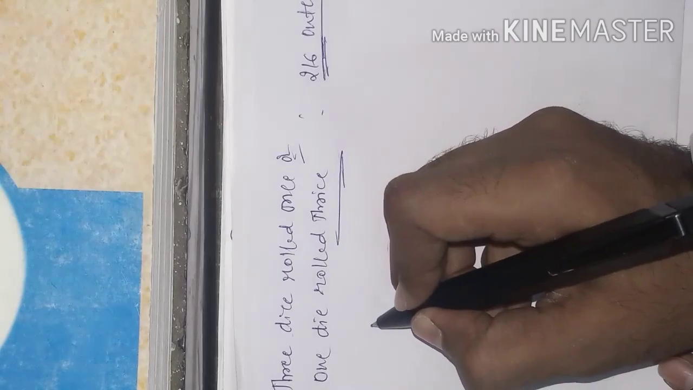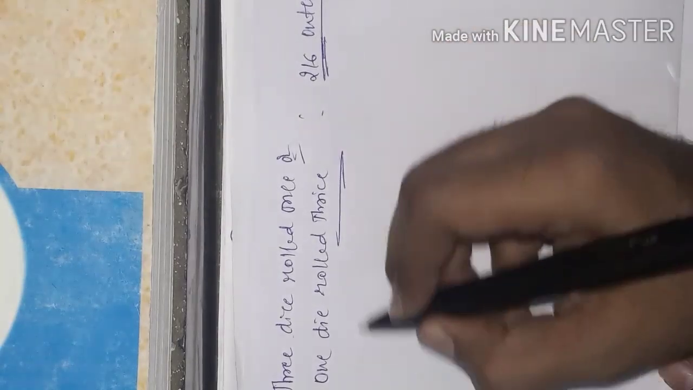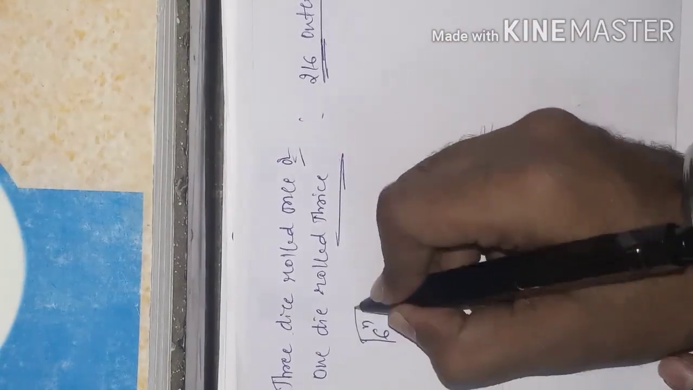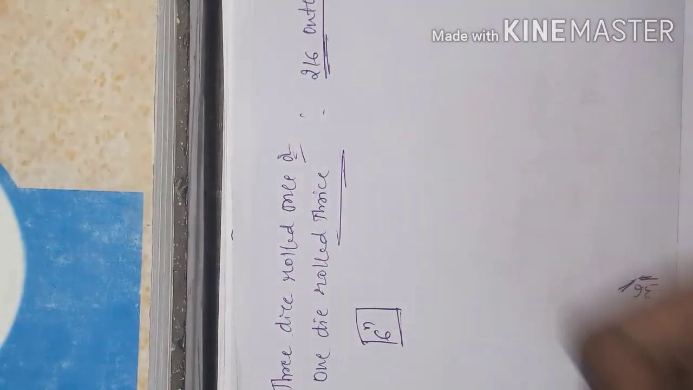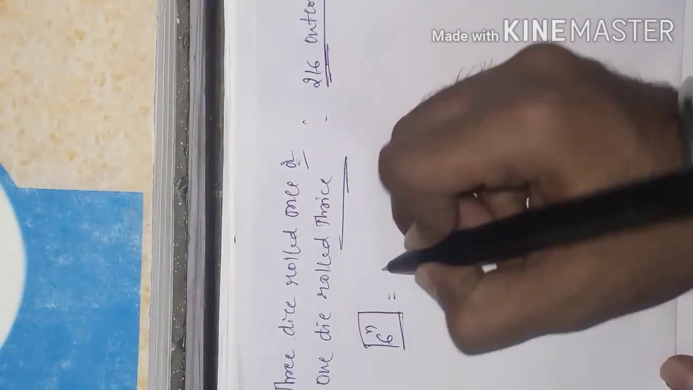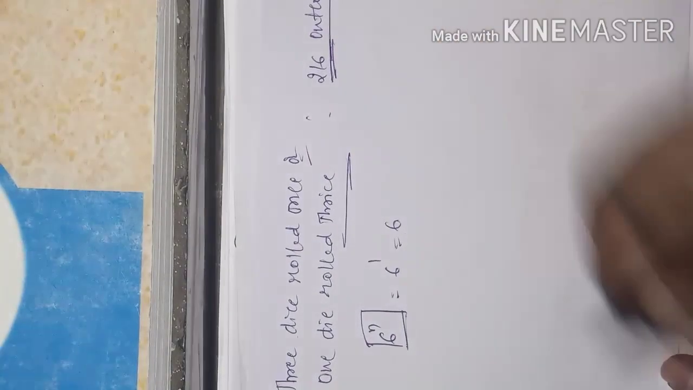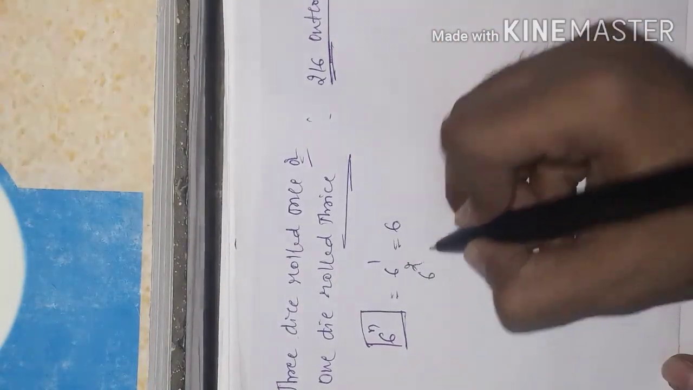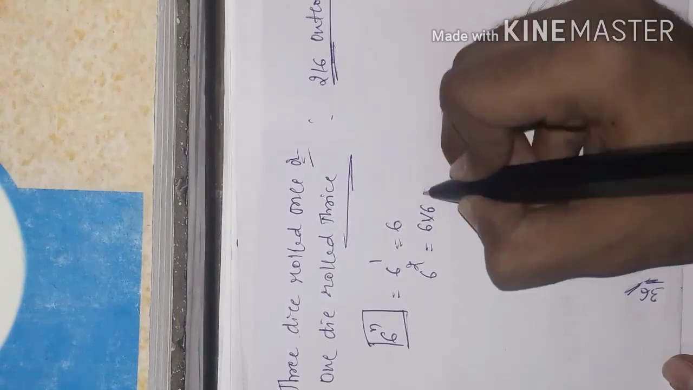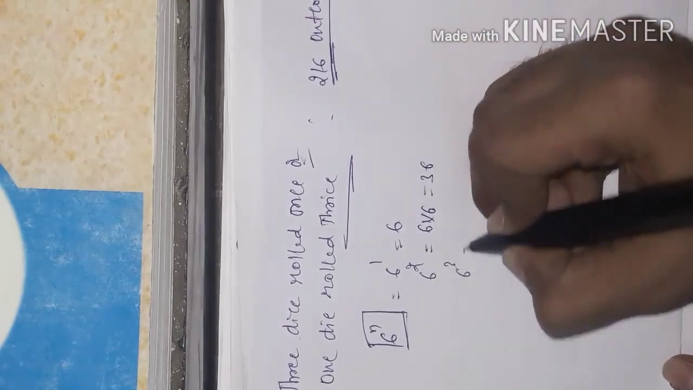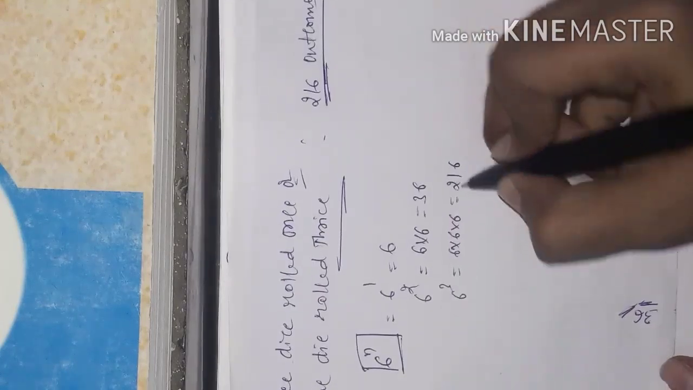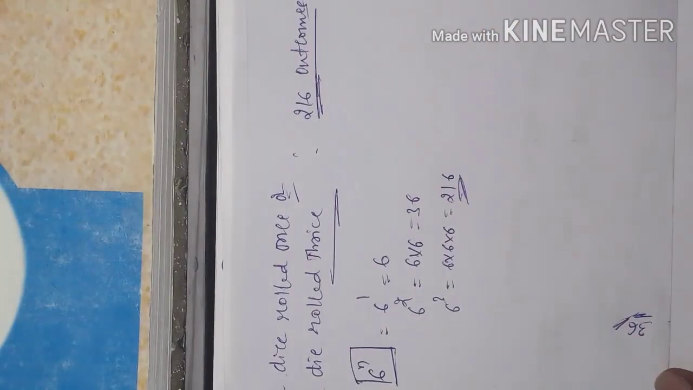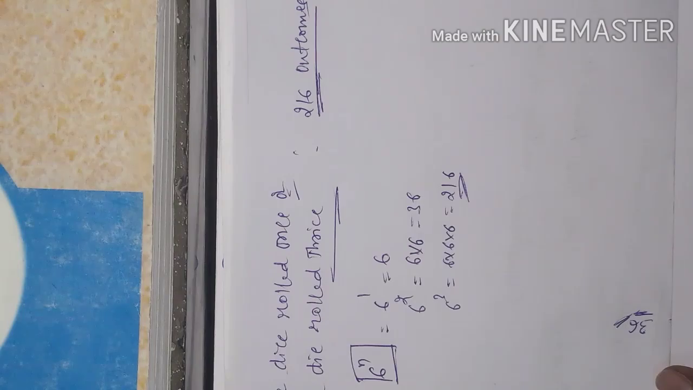So let us see the general form of a die when it is rolled once, twice and thrice. 6 raised to n is the general form. If I roll once, you will get 6. If I roll twice, you will get 6 into 6, that is 36. If I roll thrice, it will be 6 into 6 into 6, 216 possible outcomes. So this is about the outcomes of the die.